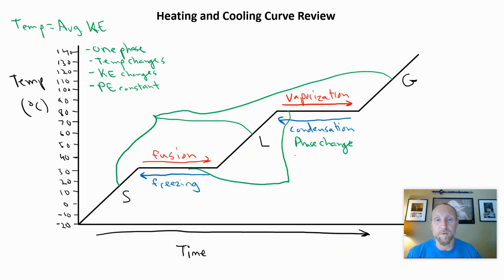So when we're changing phase, notice what our slope is of the line. 0. Our slope is 0. So our temperature is staying, ooh, that's sloppy. Let me erase that.